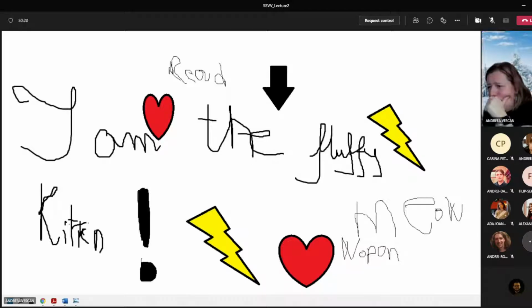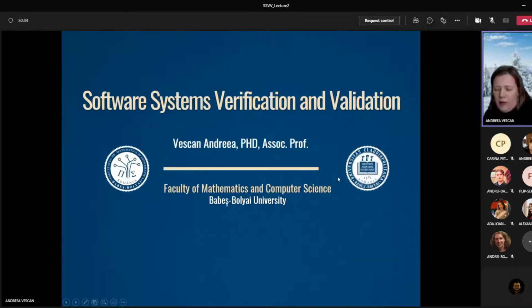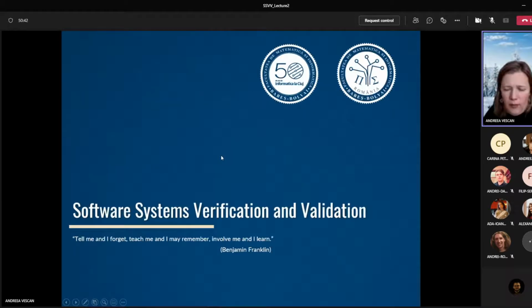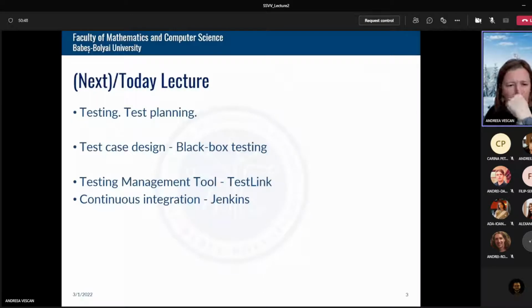And since I also wanted to have time to show you the source code, I would also like to take some time. So maybe I will go faster for the presentation, but we will also be discussing black box testing during the second seminar and the second lab. And I would also just like to show you TestLink and Jenkins.